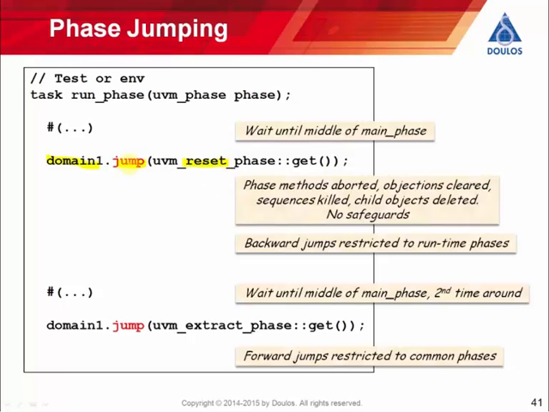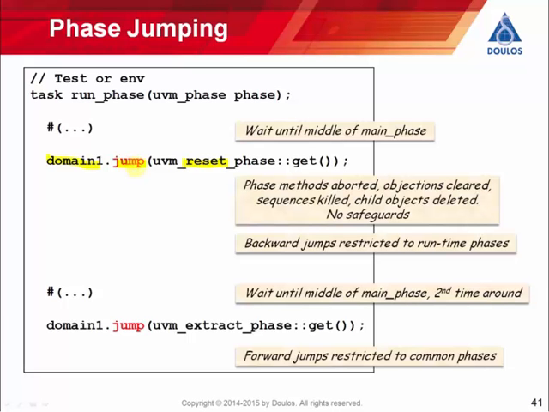So jump is like a go-to for phases. It works, but like go-to, it's intrinsically bad practice, if you like. So just like a go-to in programming, sometimes you can argue that go-to can be an appropriate thing to do, but only in very specific prescribed circumstances.